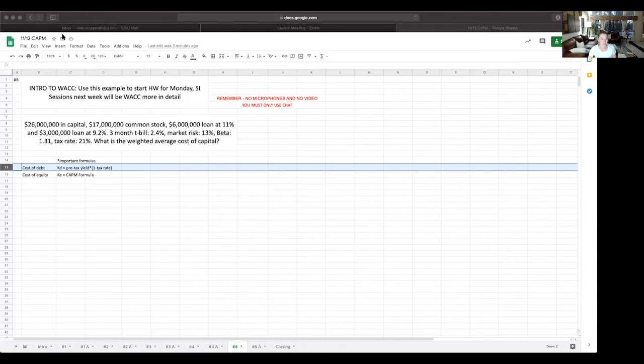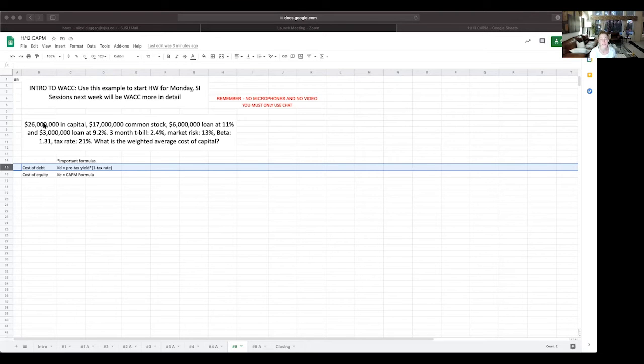So the problem says you have 26 million in capital, you have 17 million in common stock, 6 million in a loan at 11%, and a 3 million loan at 9.2%. Your 3-month T-bill is 2.4%, your market return is 13%, you have a beta of 1.31, and your tax rate is 21%. And you want to know what the weighted average cost of capital is.